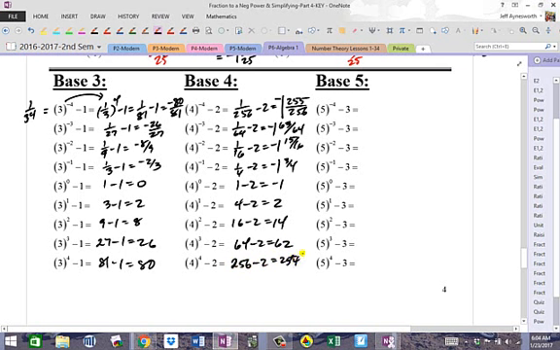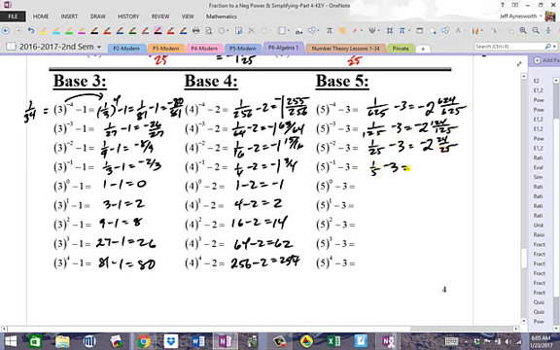Base 5, so this is 1/625 minus 3. This is negative 2 and 624/625ths. Challenging, okay, and then 1/125 minus 3 is negative 2 and 124/125ths. And this is 1/25 minus 3, negative 2 and 24/25ths. And 1/5 minus 3 is negative 2 and 4/5. And 1 minus 3, that's just negative 2.